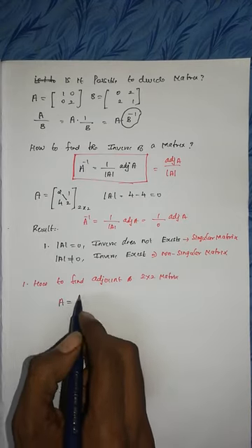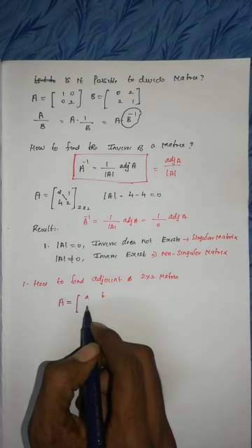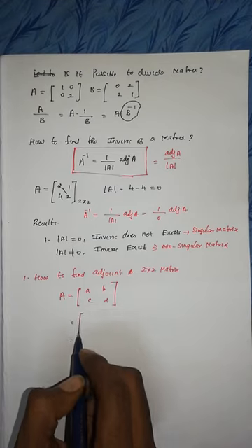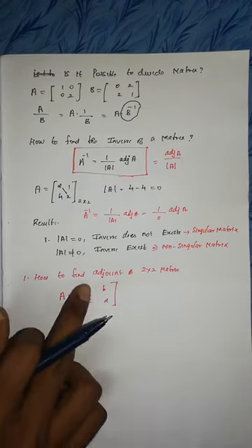Suppose I have a matrix A, B, C, D. How to find the adjoint of this matrix? It's very, very easy. You just interchange the two numbers here.